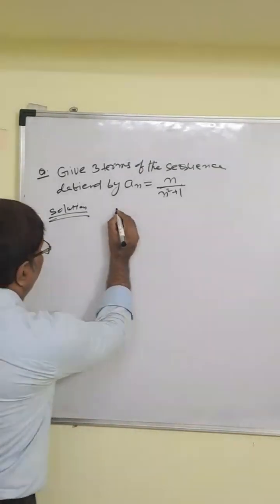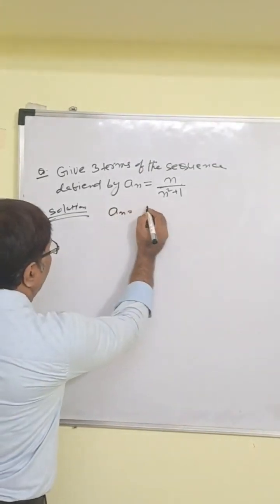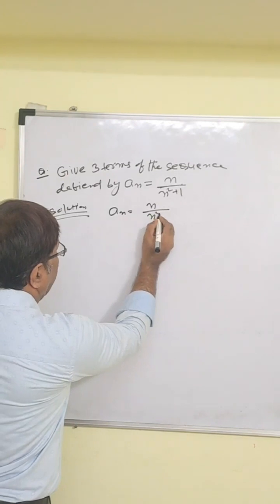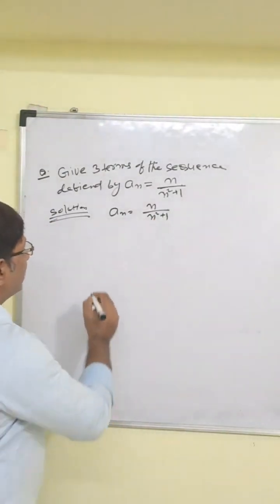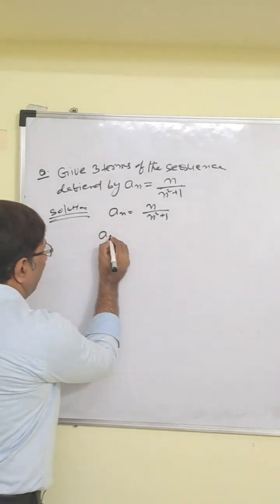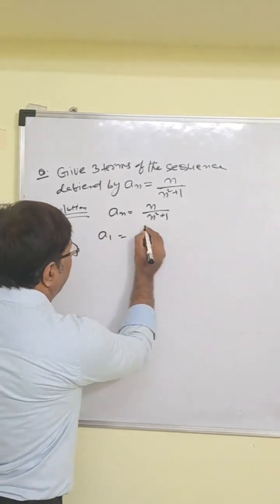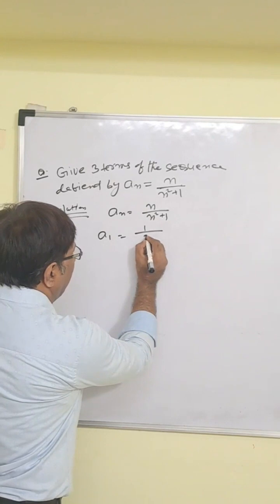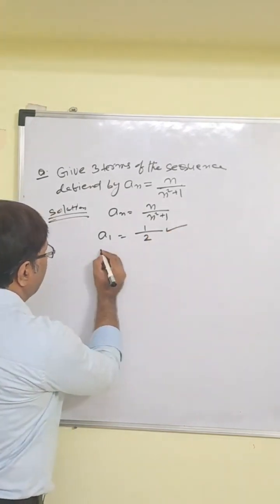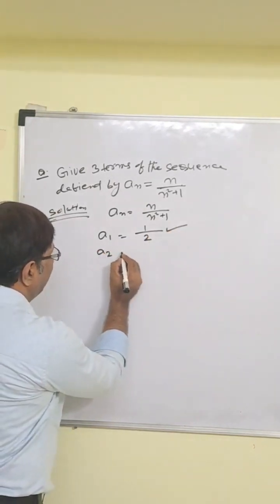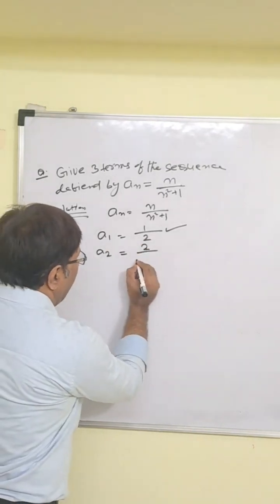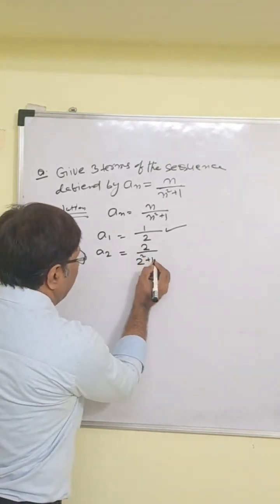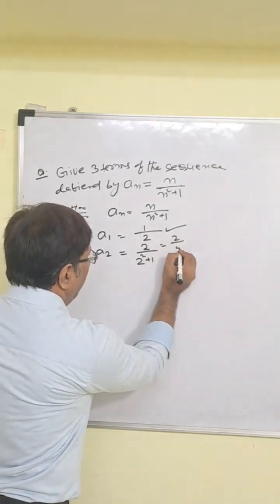Here the sequence is given, a_n equal to n upon n square plus 1. We need three terms of the sequence. So the first term of the sequence is, n equal to 1, 1 by 1 square plus 1, that is 1 by 2. Similarly, for the second term of the sequence, put n equal to 2. So this is 2 and this is 2 square plus 1. We'll get 2 upon 5.